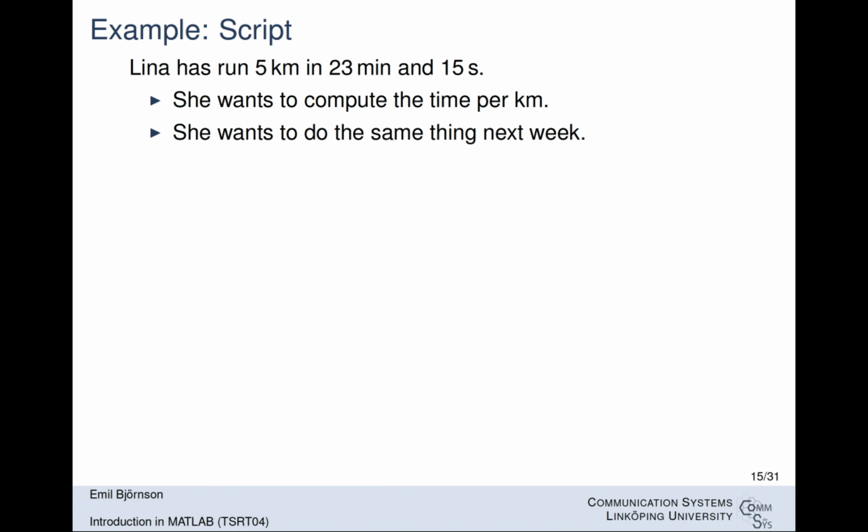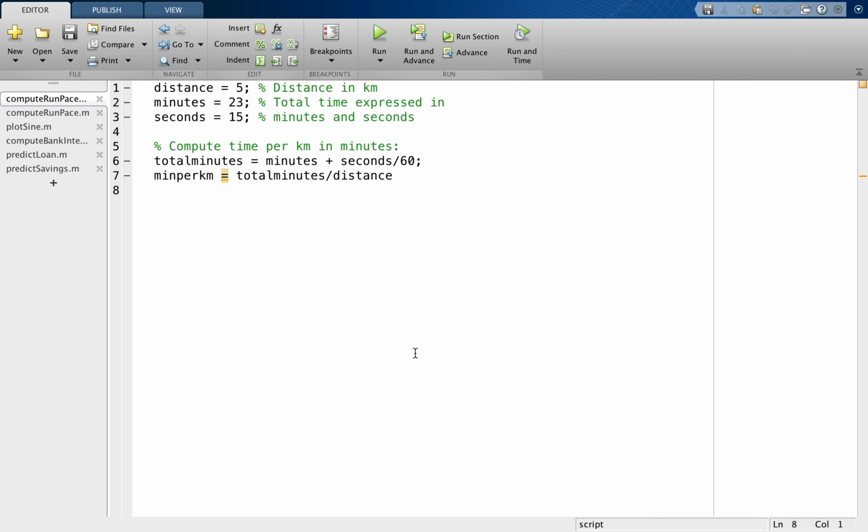So let me give you an example of how to create a script. Say that Lena has run 5 kilometers in the time 23 minutes and 15 seconds. She wants to compute the time per kilometer, and she wants to do the same thing next week. So that's why she would like to save how she did the computations in a convenient way. Here is the MATLAB editor, and I've created a file that I call computerunpace.m that can do these computations.